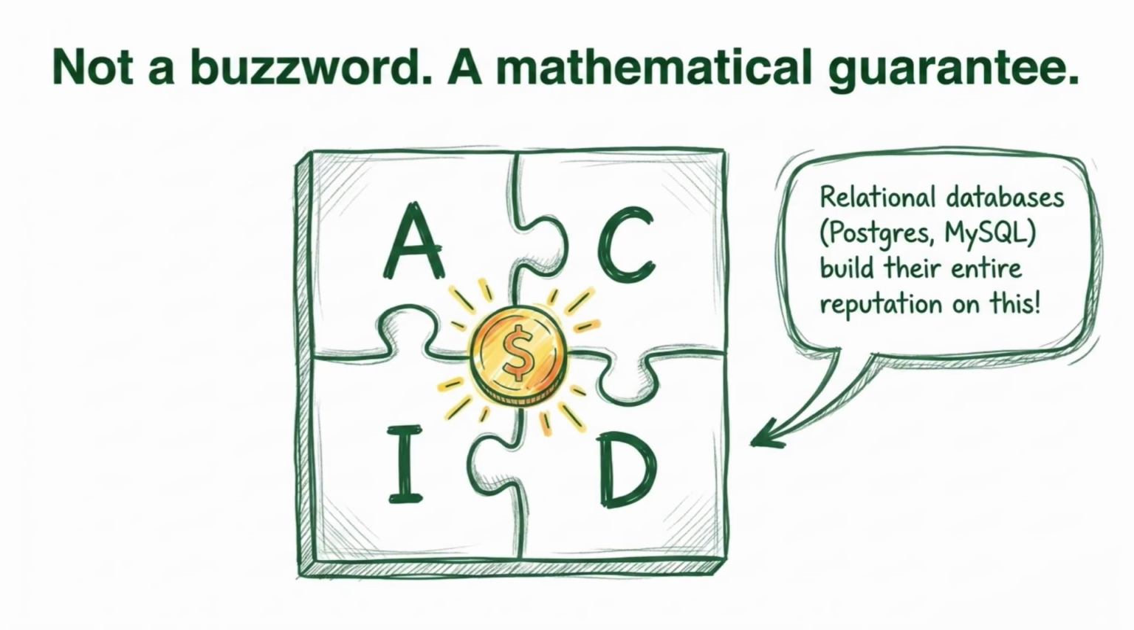Not a buzzword, a mathematical guarantee. ACID is not a marketing term. It is not a preference. It is a mathematical guarantee, and it is the entire reason the world trusts relational databases like Postgres and MySQL with its most critical data. Financial systems, healthcare records, legal databases, they all rest on this 4-part promise. Remove any one piece and the entire foundation crumbles.